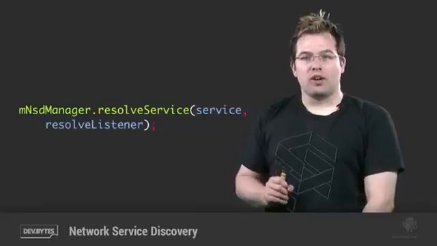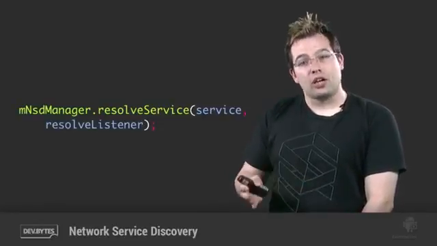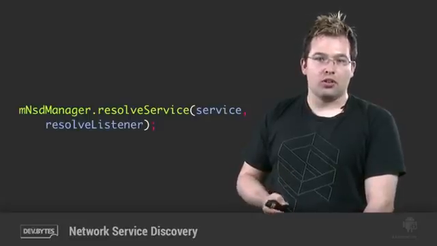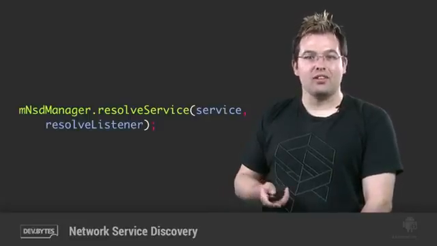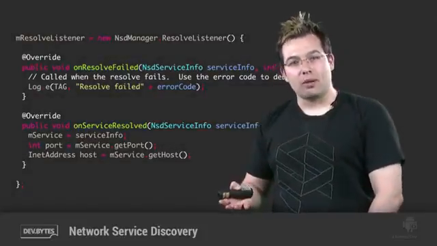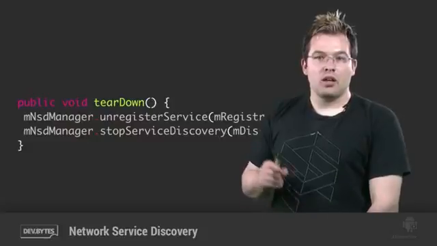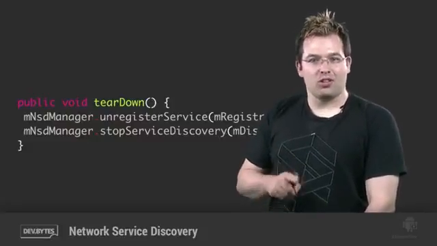So once we know which devices we want to connect to, we call resolve service. This is another asynchronous call. It's a little bit expensive, so again, we have a listener that's going to go and get the results of this. And this is where we find out the IP address and port number of the device that we want to connect to. Once you get that information, then we're just going to go ahead and connect to it directly using a standard socket.